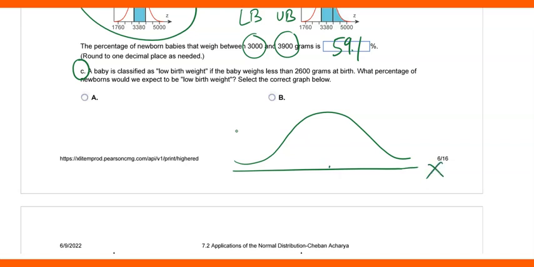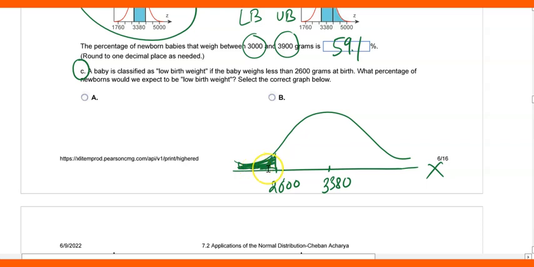X is here, the mean is 3380, and 2600 is somewhere here, and this is what you look at here. Select the right answer. This is the correct graph. Okay, that's what the graph looks like for part C.